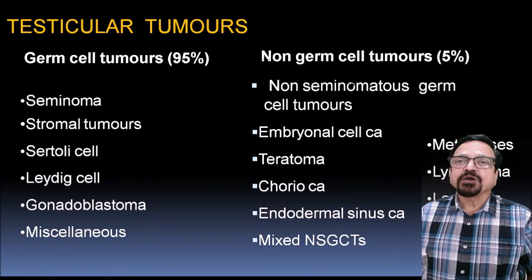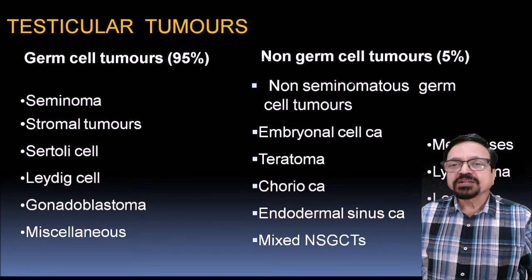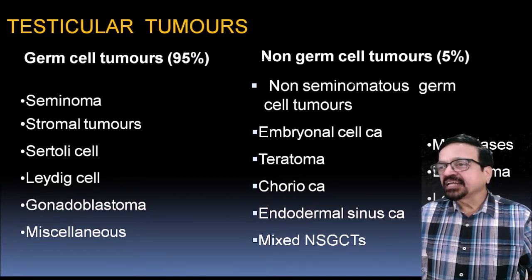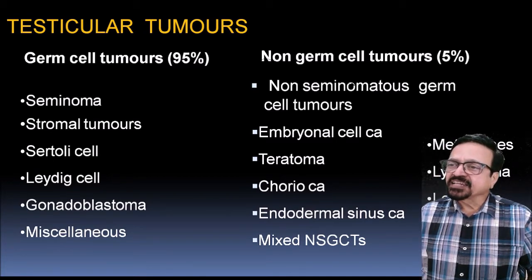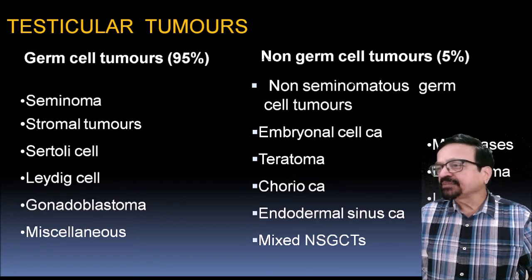Now let's see the differentiating points of testicular tumors, that is germ cell tumors, seminomas, stromal tumors, Sertoli cells, Leydig cells, gonadoblastomas, and miscellaneous lesions. The non-germ cell tumors are 5%. NSGCT, what we describe usually, non-seminomatous germ cell tumors, then embryonal cell carcinomas, then teratomas, choriocarcinomas, endodermal sinus tumors, mixed NSGCTs, then metastasis, lymphoma, and leukemia to end the list.